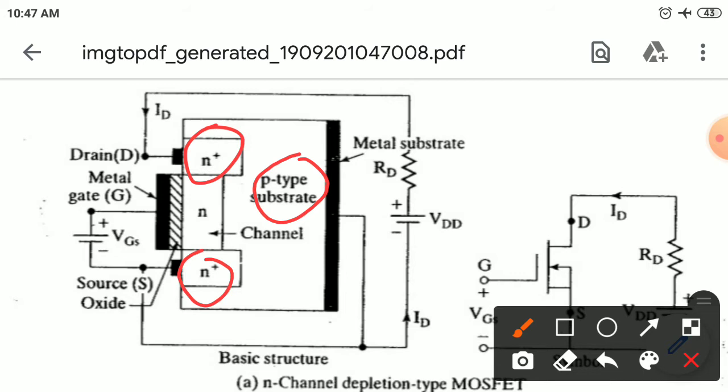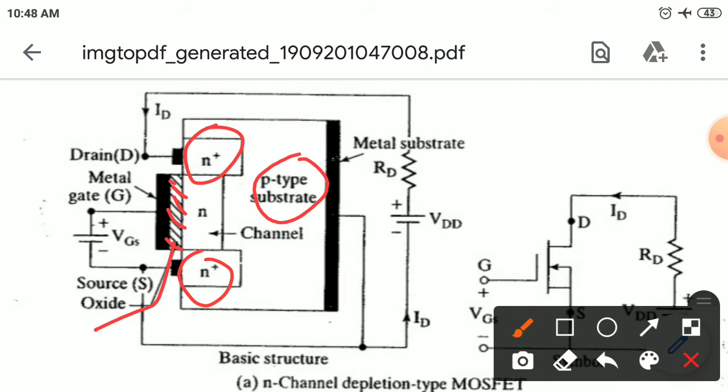Okay, for low resistance connections, the heavily doped n plus substrate is connected to the p substrate. The gate is isolated from the channel by a thin layer. You can see this is an oxide layer. So the gate is isolated by the thin oxide layer.